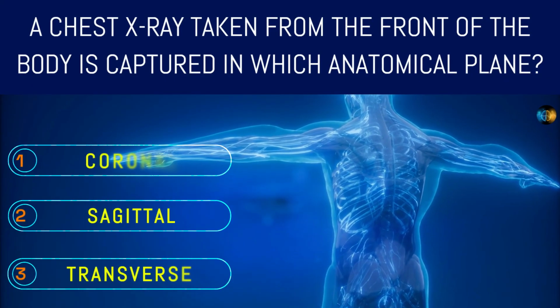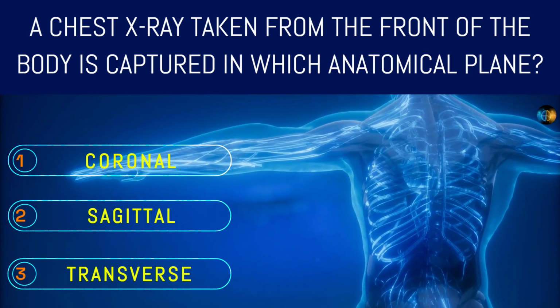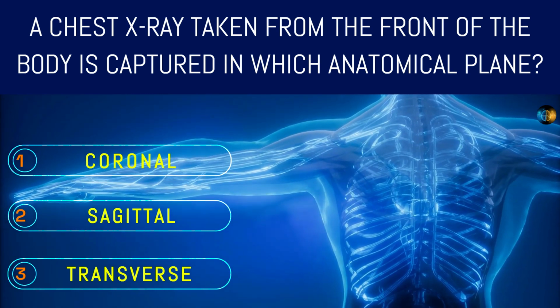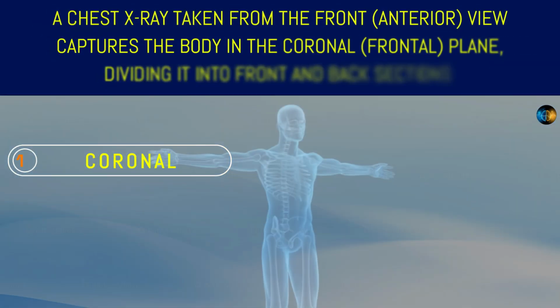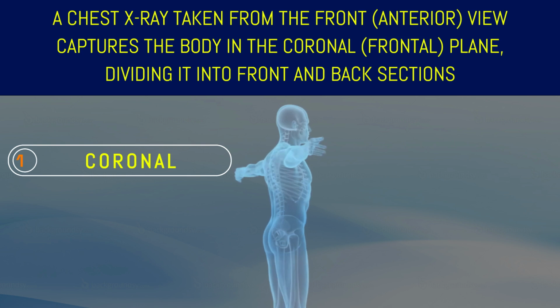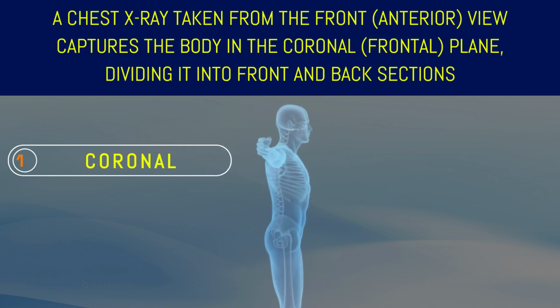A chest X-ray taken from the front of the body is captured in which anatomical plane? Coronal, sagittal, or transverse? Coronal. A chest X-ray taken from the front, or anterior view, captures the body in the coronal or frontal plane, dividing it into front and back sections.